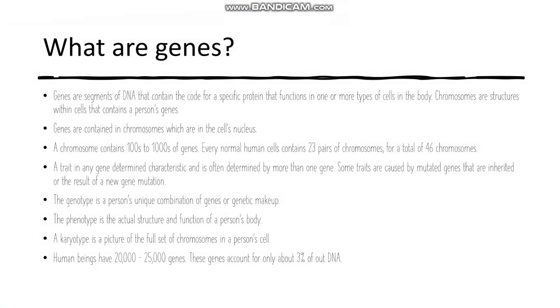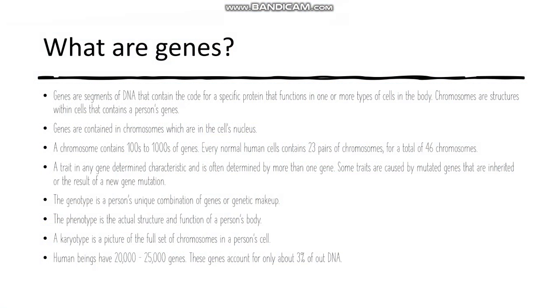Genes are contained in chromosomes, which are in the cell's nuclei. A chromosome contains hundreds of thousands of genes. Every normal human cell contains 23 pairs of chromosomes for a total of 46 chromosomes. A trait, any gene-determined characteristic, is often determined by more than one gene. Some traits are caused by mutated genes that are inherited or as a result of a new gene mutation.